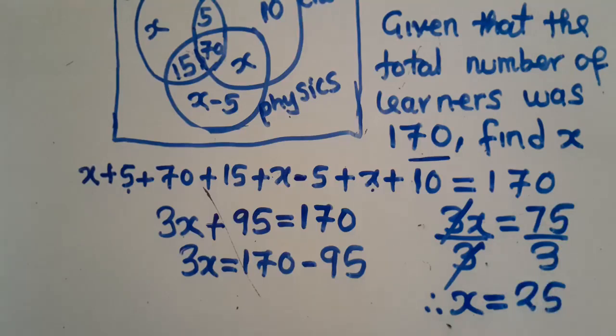25. If you divide, you get 25. 73 divided by 3, you get what? 25. So meaning that x there is what? X is 25. So the value of x is 25. This is what you need to do. So you've answered the question. So these are things that you are supposed to do.